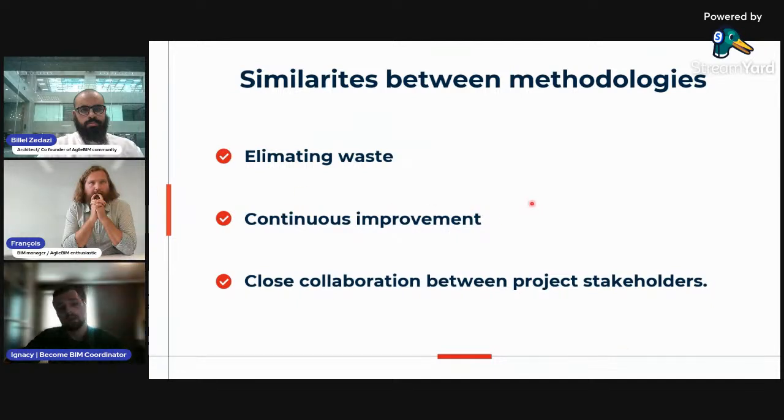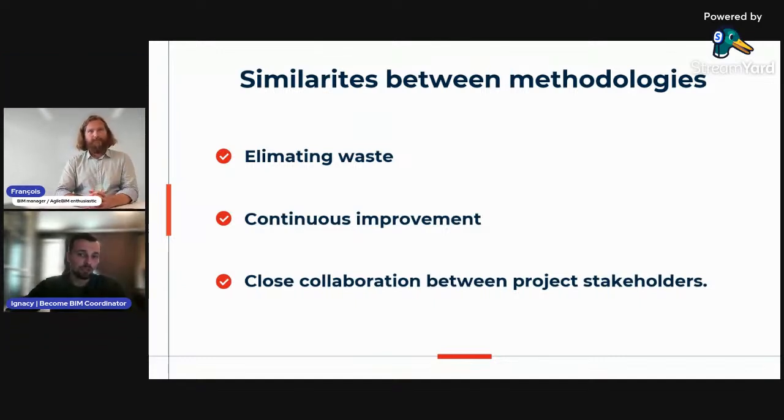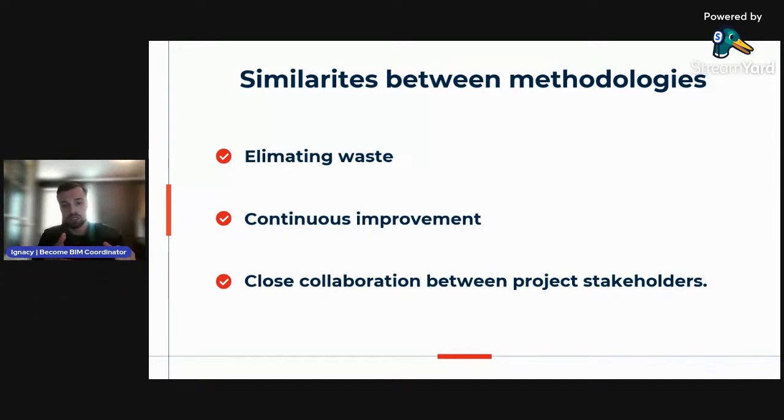Another similar principle is the focus on continuous improvement, because continuous improvement is a fundamental principle of Lean Construction, and it aligns with the iterative nature of VDC and IPD methodologies, because these methodologies encourage ongoing assessment and adjustment of processes to achieve better results. And the last one: all those methodologies promote collaboration among all stakeholders, including contractors, designers, and owners. So they often encourage open communication between each other.